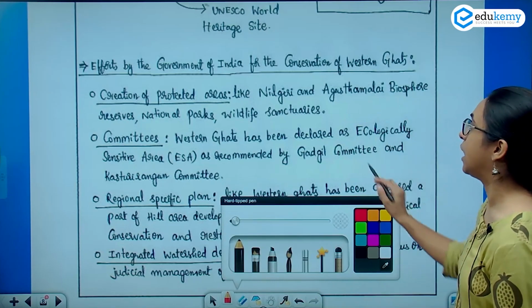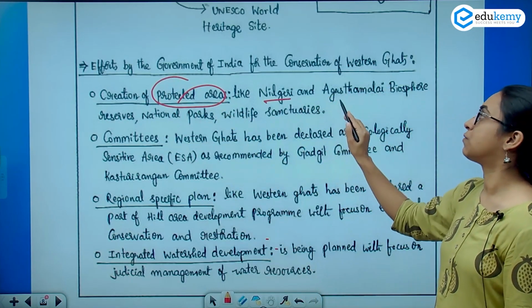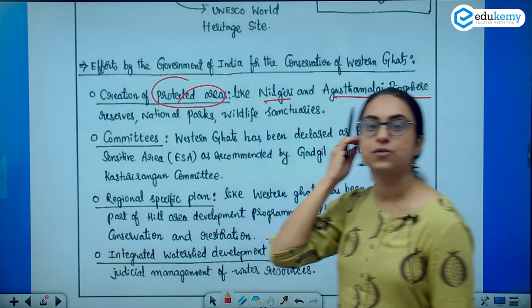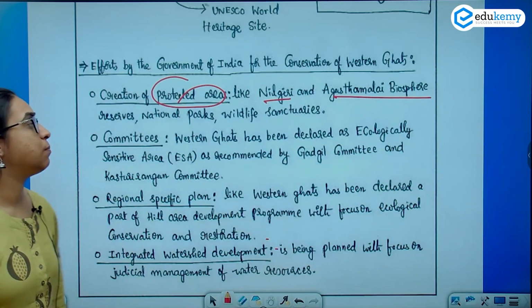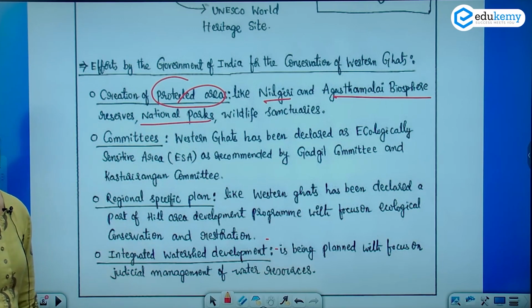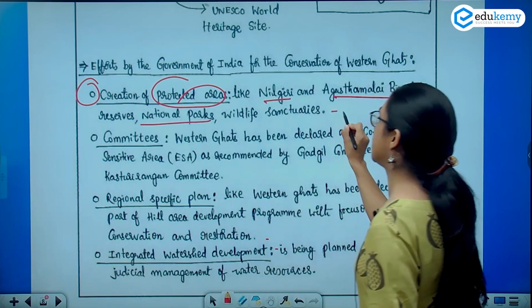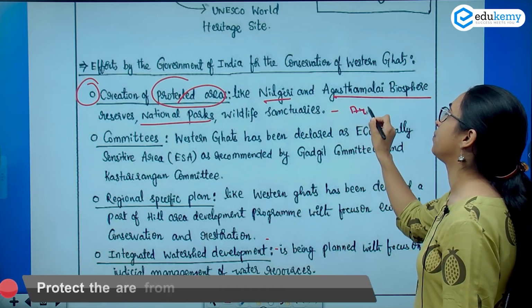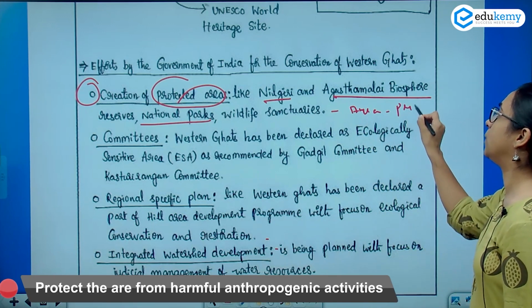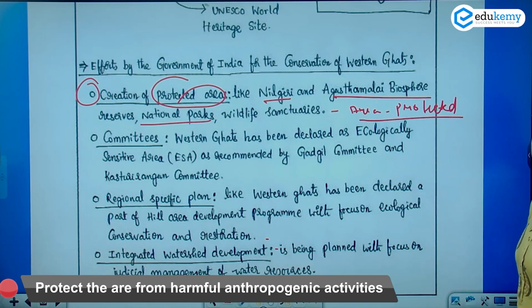So there have been many protected areas created, like the Nilgiri Biosphere Reserve and Agastya Malai Biosphere Reserve. There are national parks like Bandipur National Park, and other national parks can also be written. So what will happen because of this is, the area would become protected. There would be no harm from anthropogenic activities.